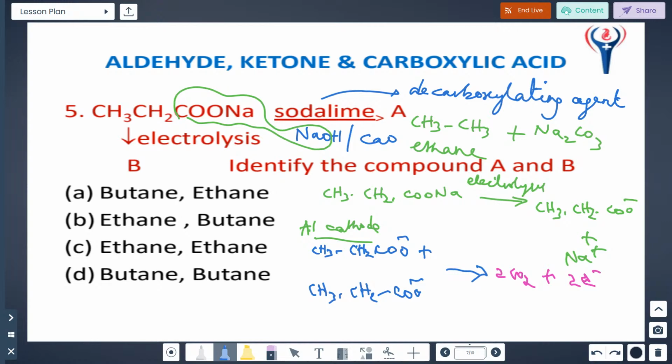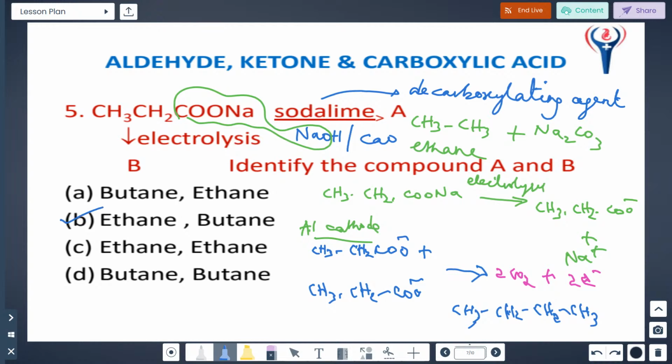CH3, CH2, CH2, CH3. Okay, so anyway I write it here. The product is CH3, CH2. So, understood. A is ethane, B is butane. So the answer is ethane and butane. So B is the correct answer.